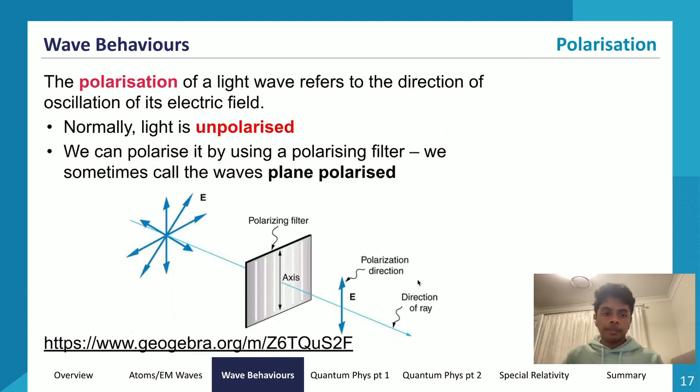So let's look at polarization now. What is polarization? The polarization of light refers to the direction of oscillation of its electric field. What does that mean? Normally, light like light from the sun is unpolarized. That means unpolarized light will oscillate in infinite planes, so in infinite directions, basically.